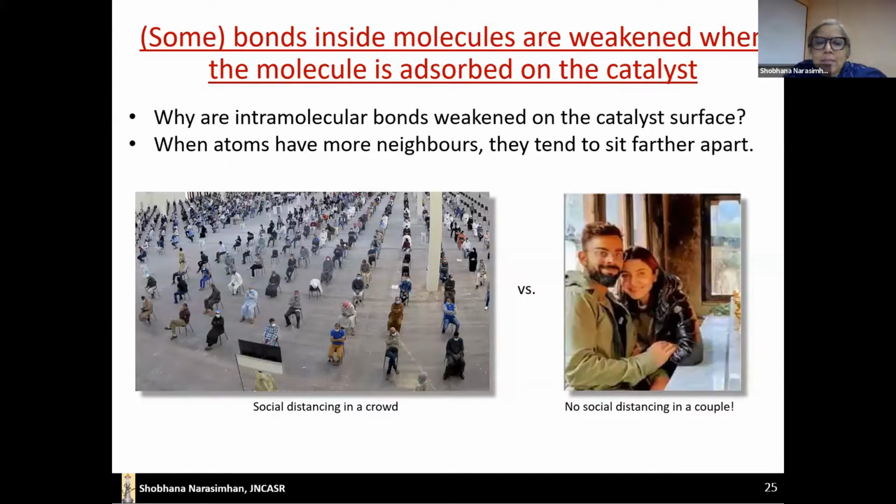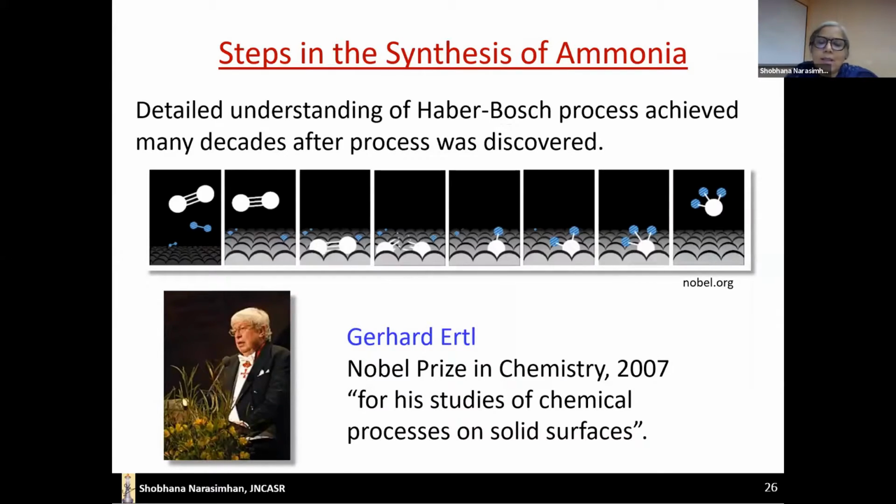So the steps in the synthesis of ammonia were really understood almost 70, 80 years after the process was first discovered. And this is a picture of Gerhard Ertl, who was an experimentalist who contributed greatly to our understanding of the processes that were involved. So here again, I have shown you sort of snapshots of the different process steps in the synthesis of ammonia and the Haber-Bosch process. You see here, the white is the nitrogen, the blue is the hydrogen.